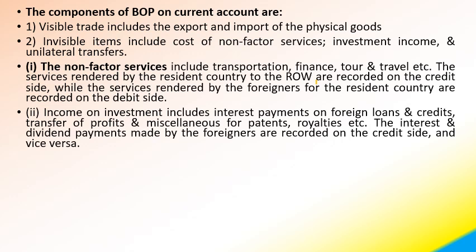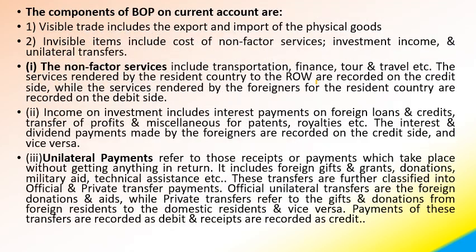Now, income of investment includes interest payment, foreign loans and credit, transfer of profit, miscellaneous payments for patents, royalties, etc. Interest and dividend payments made by the foreigner are recorded in the credit side, and the opposite is recorded vice versa. Now, unilateral payment. I said that it is a one-sided payment without getting any return.